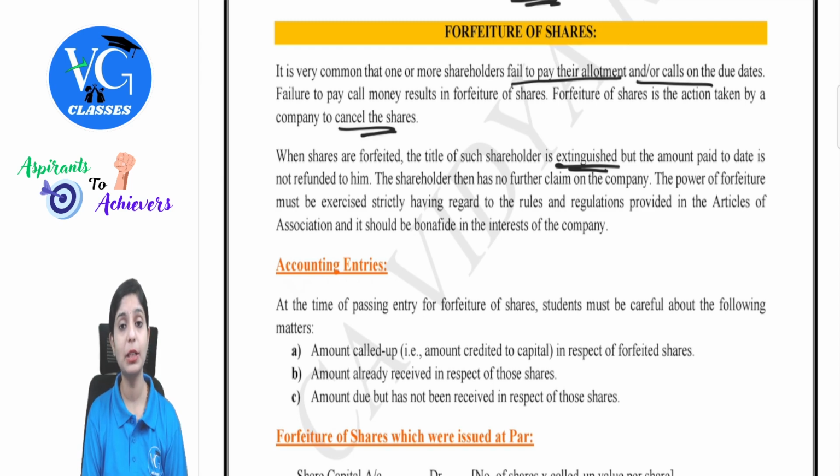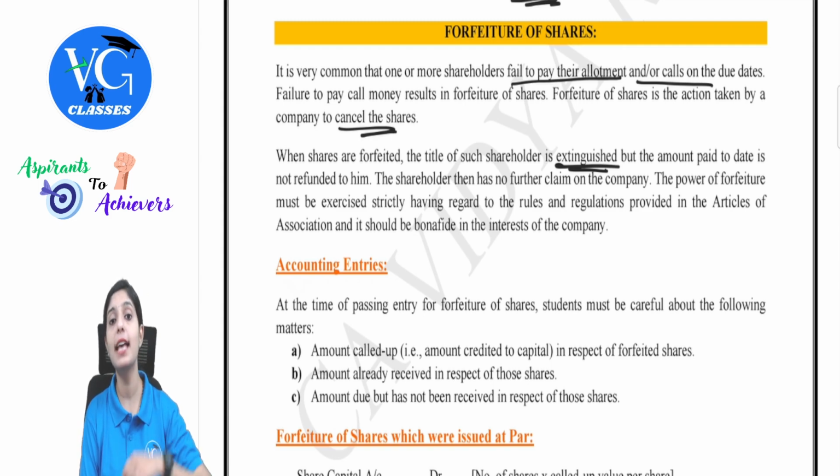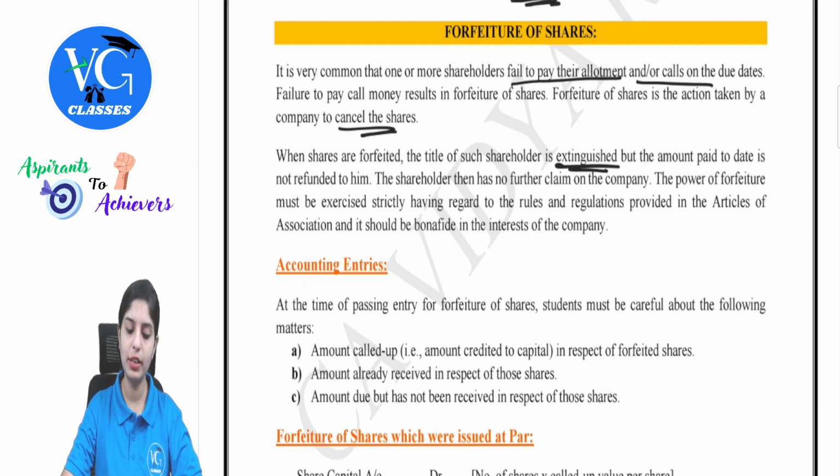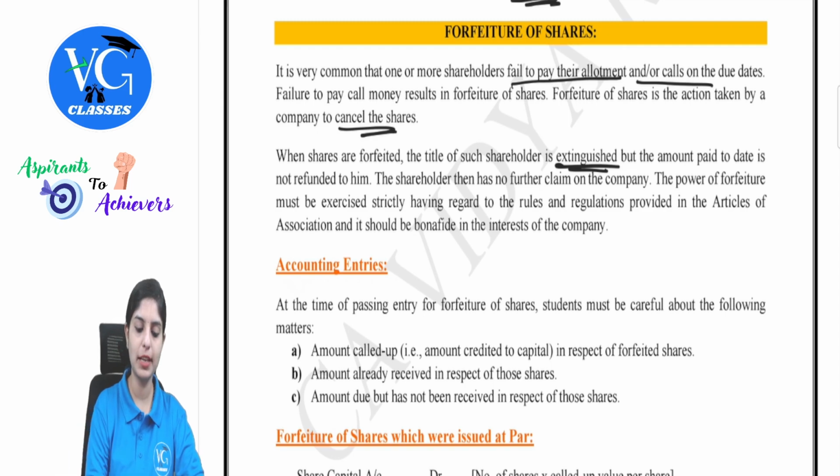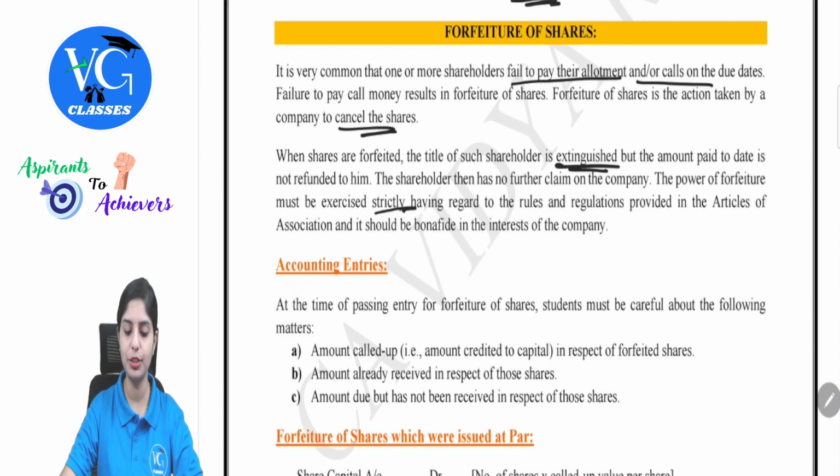So first of all, understand from the company's point of view, the company is not completely rejecting, as we saw with respect to oversubscription. This is a case where the company has tried from its end and is unable to receive the due amount. Therefore, the company will not refund whatever amount is received from the shareholder. The shareholder then has no further claim on the company. The shareholder also cannot put forward any claim with respect to the money paid to the company. The power of forfeiture must be exercised strictly having regard to the rules and regulations provided in the articles, and it should be bona fide. That means it should be genuine and in the interest of the company.